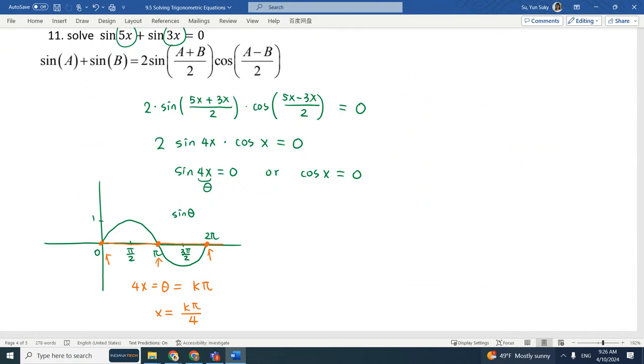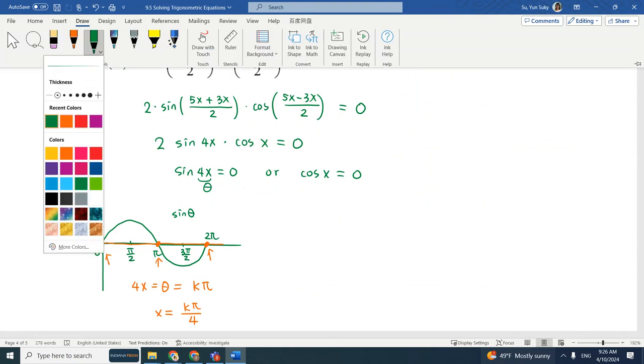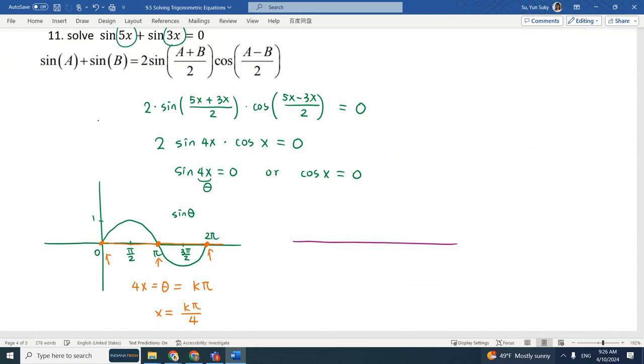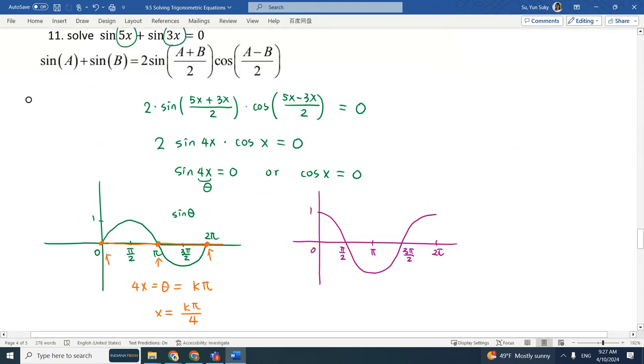Okay? Next one, we have cosine x is 0. So we need to draw the cosine graph. What is that? Yeah, a wave starting at 1. Okay, and this is pi over 2, pi, 3 pi over 2. Is that good, everybody? Yeah, that's why you need a good foundation. Be familiar with the trig graphs, and then you can solve the problem.